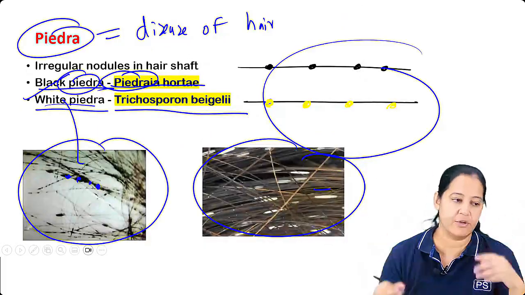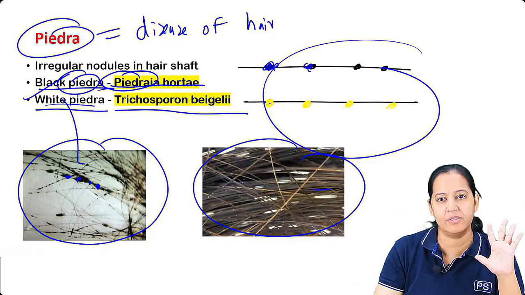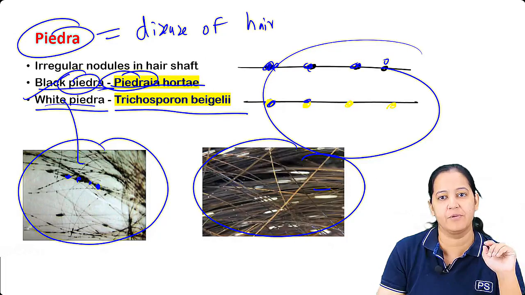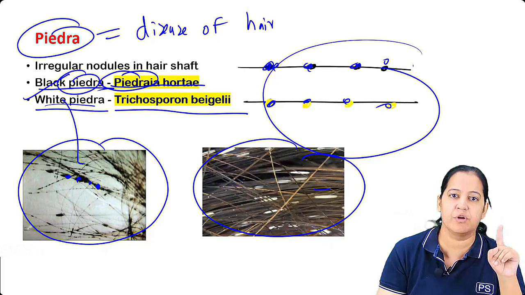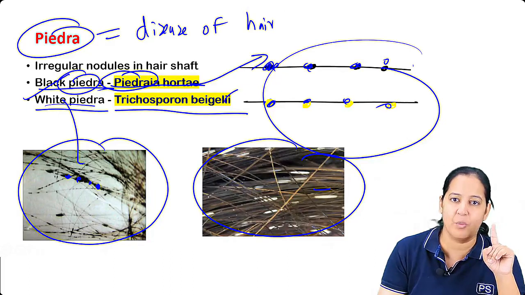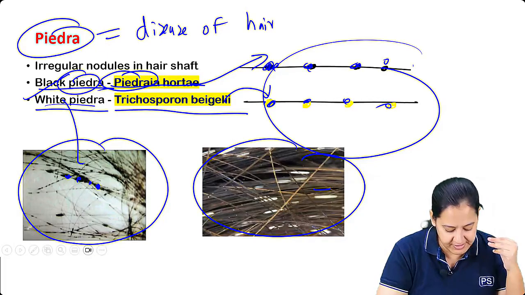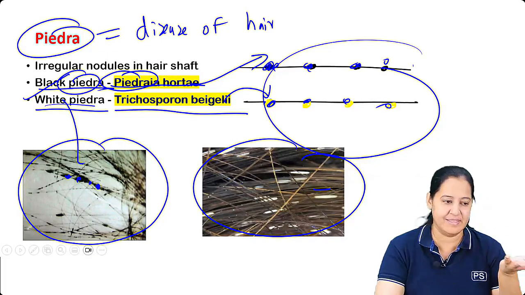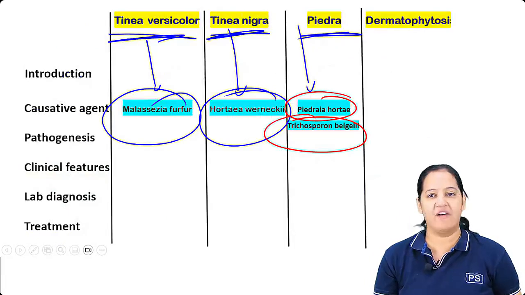Piedra is a disease of hair. And there are nodules in the hair. The black Piedra has black nodules. And the white Piedra has white nodules. That's what I have told. That is the only disease. Got it, Harsh? The causative agent of both of them is different. The black is caused by this. The white is caused by this. You have to learn the causative agent, the name of the two fungus. The causative agent is different, and the disease is in front of you. Got it? So black Piedra has black nodules. The white Piedra has white nodules.